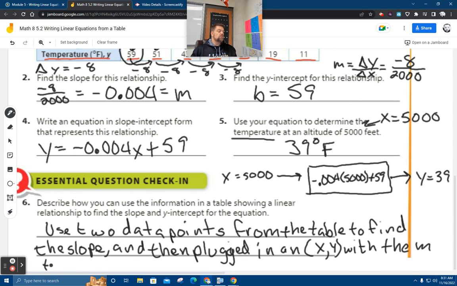Yeah, to find the b value, then in parentheses put y-intercept. Okay, any questions on that one?